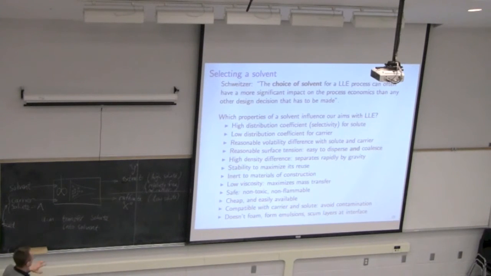Then once we take this extract stream, we're going to want to separate that solute out of the solvent. So that ability to do that separation which follows this should be done easily. And typically we will use a little bit of heat, so a distillation system. So that volatility difference between the solute and the solvent chosen should be reasonable, right? So you can actually create a separation later on.